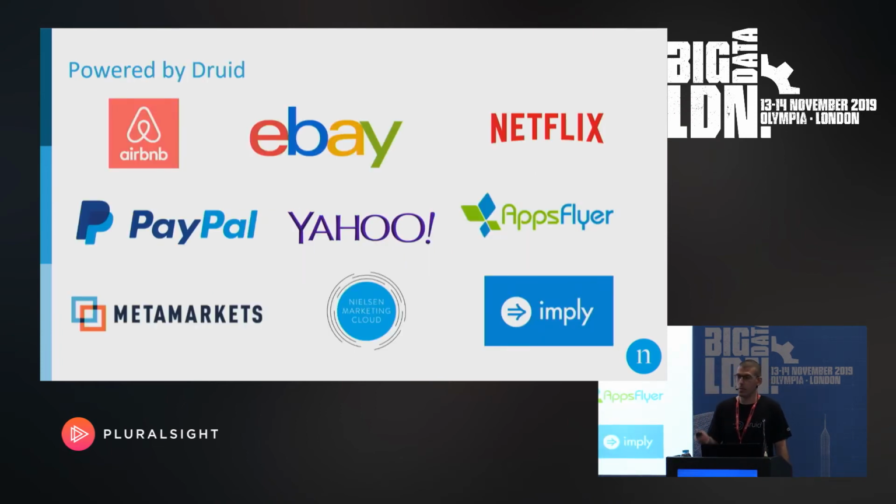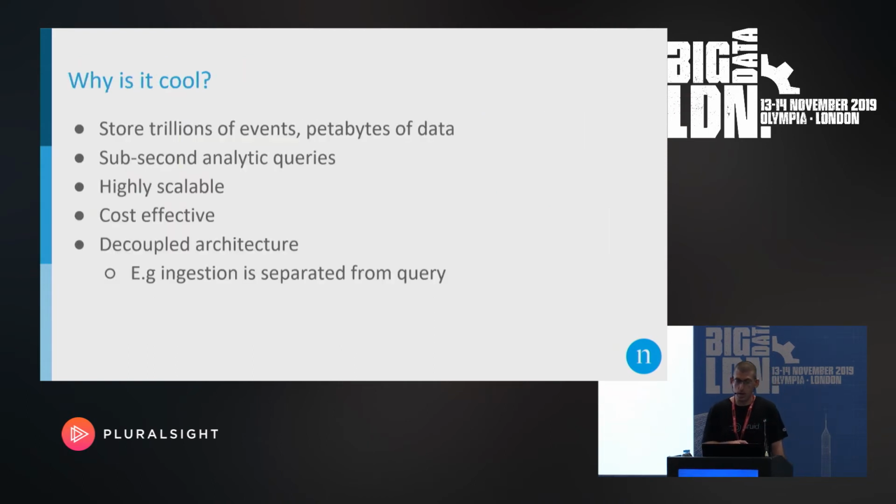You can see that many companies of all shapes and sizes are using Druid in production, like eBay and the Israeli AppsFlyer that initially helped us with Druid, Imply, which provides Druid as a service, and many other companies. Now, Druid is very cool, and let's see why. It can store trillions of events and petabytes of data. It can serve analytic queries in sub-second. It's highly scalable and cost-effective. And it also has a decoupled architecture. So, for example, the ingestion process is separated from the query process, which is exactly the problem, as you recall, that we had in Elasticsearch.